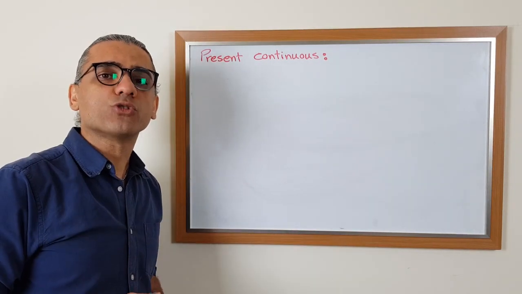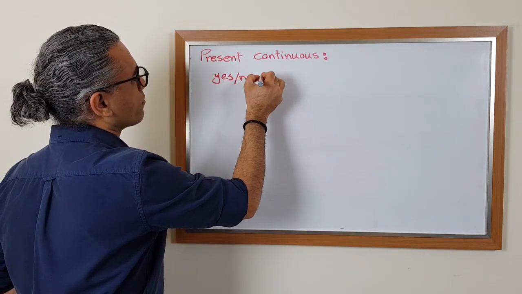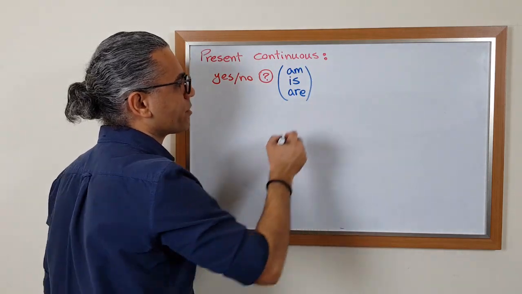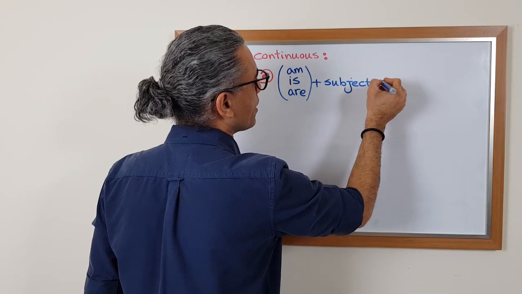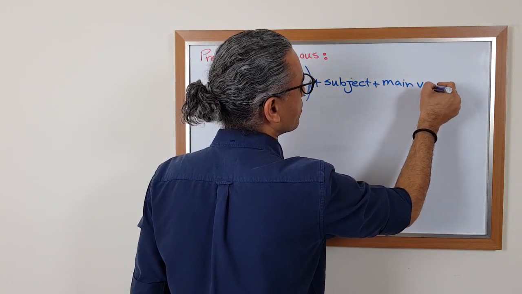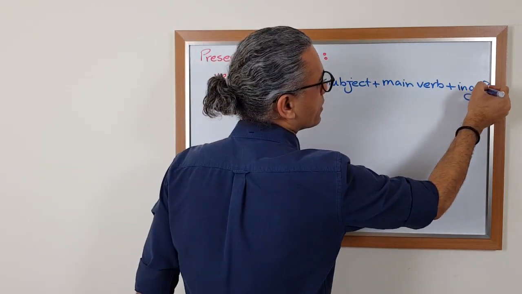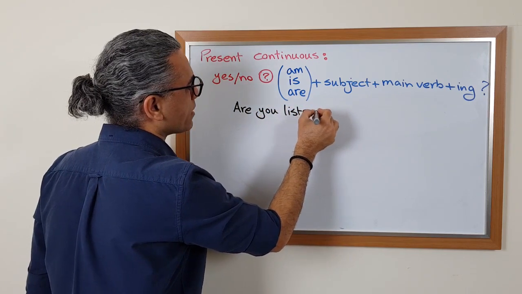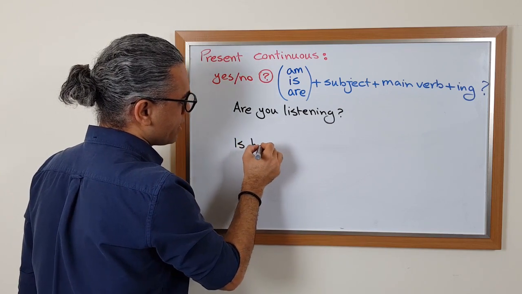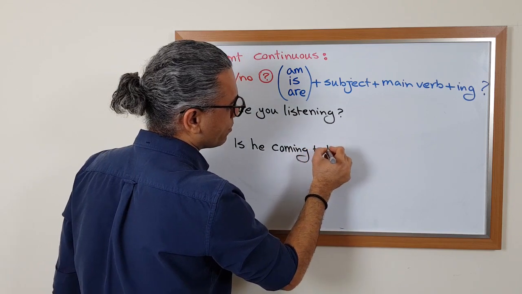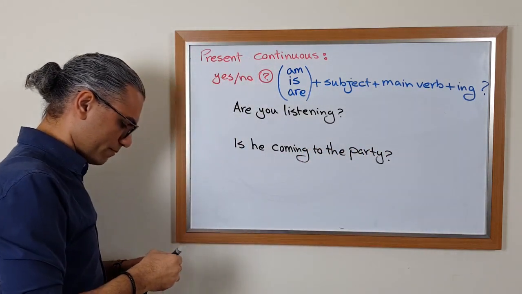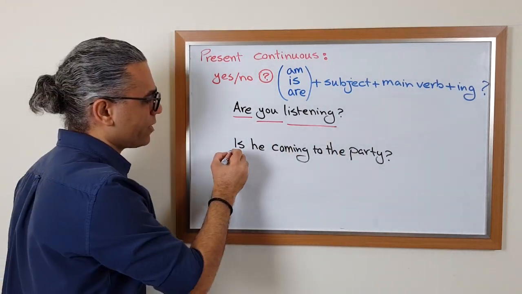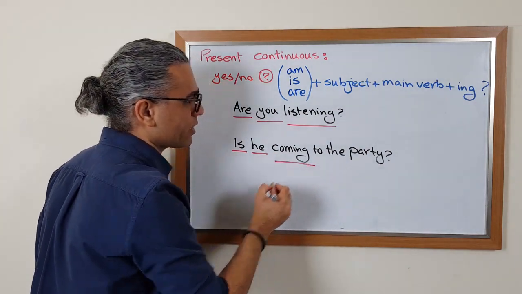Now, how do we write a yes or no question? We have am, is, or are as your auxiliary verbs plus subject plus main verb plus ing, and naturally a question mark. Are you listening? Is he coming to the party? Are in here is your auxiliary verb, you subject, and listening main verb in ing form. Is your auxiliary verb, he the subject, and coming is the main verb in ing form.